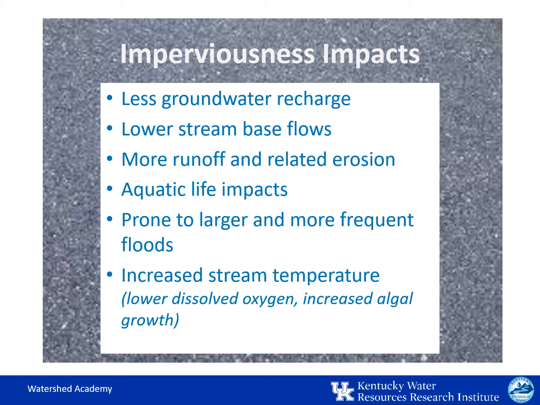Stream temperatures can increase when runoff water passes over warm surfaces on its way to the stream, and these higher water temperatures can result in lower dissolved oxygen concentrations and the potential for increased algal growth.